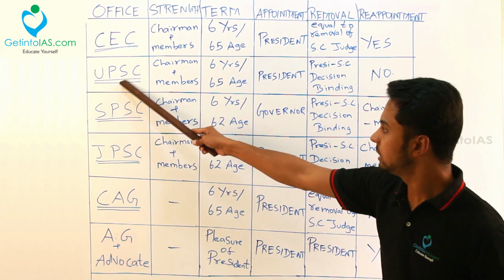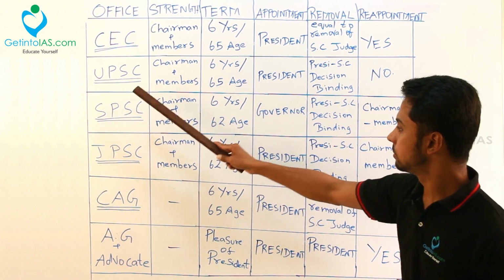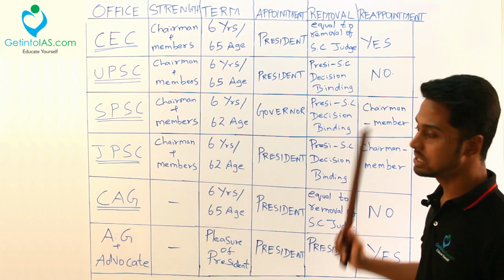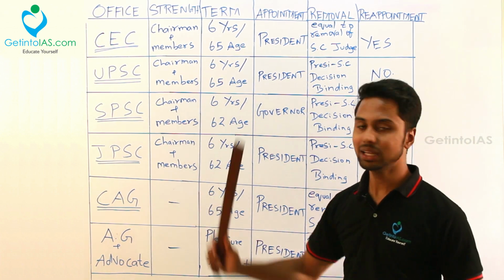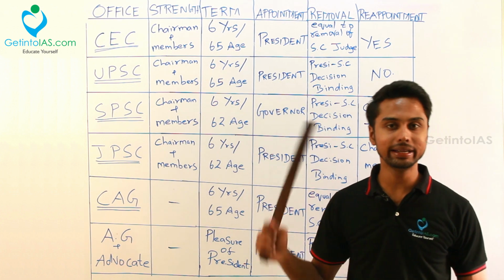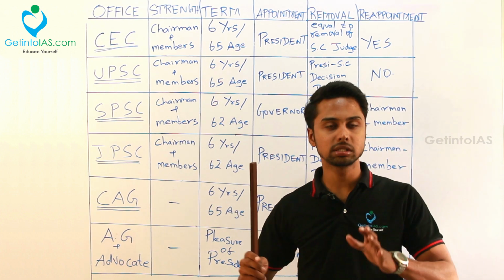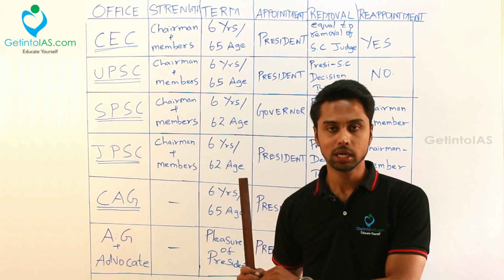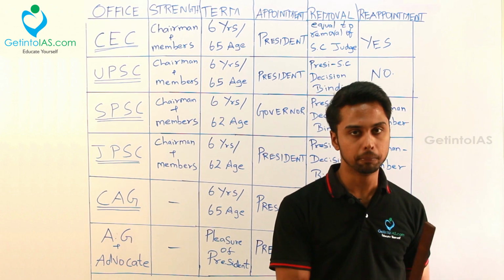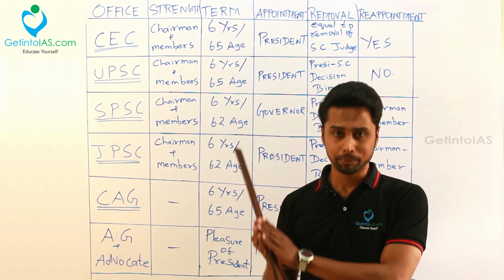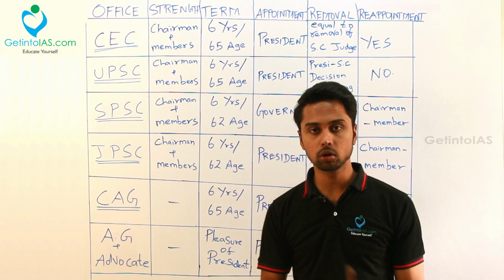With respect to UPSC, your State Public Service Commission and JPSC, the President can remove. Okay, both the chairman and members, your President is entitled to remove them. There are some grounds. Okay, on those grounds your President can remove. But when it comes to a misbehavior ground, there is a ground called misbehavior.